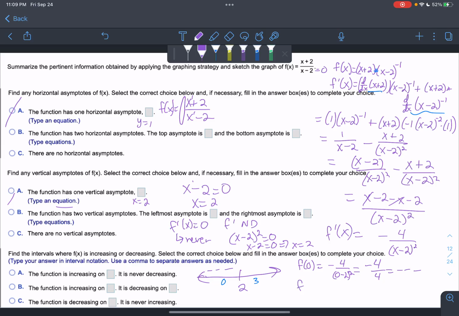And then f prime of 3, minus 4, again, just plug in that 3 into my first derivative, square it, and I also get minus, right? Negative 4, so it's decreasing everywhere, right? It's never increasing. Well, it's decreasing from negative infinity to 2 and 2 to infinity.